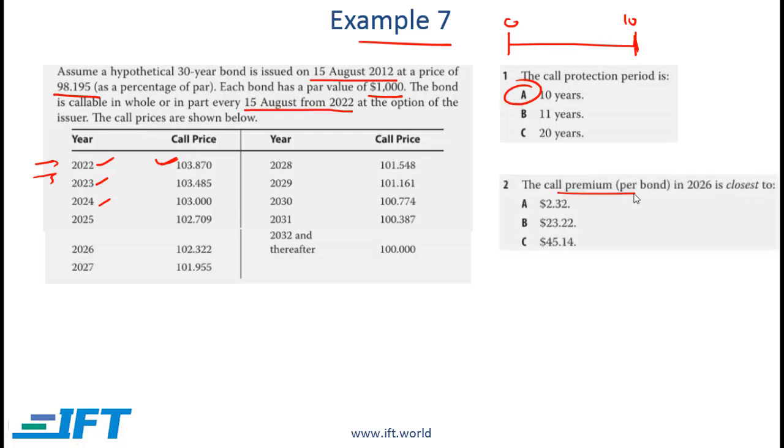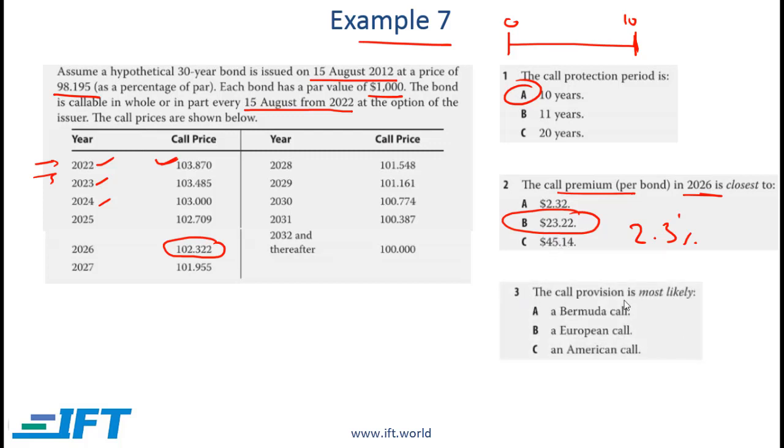What is the call premium in 2026? So we look at this number. The call premium is the amount above par. So the amount above par is 2.3%. Remember, the par value is 1,000. So we take 2.3% of 1,000 and we get this number.